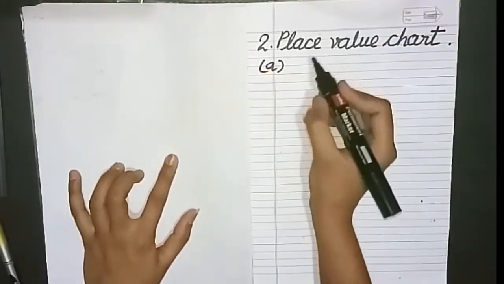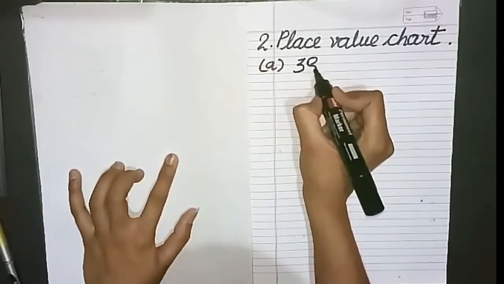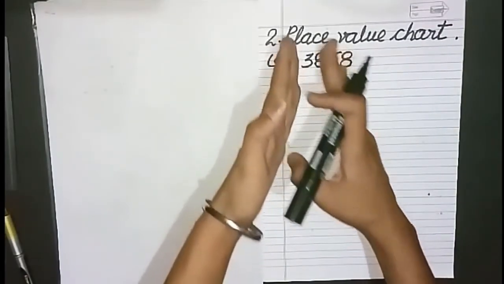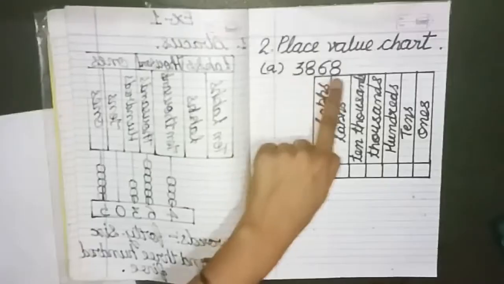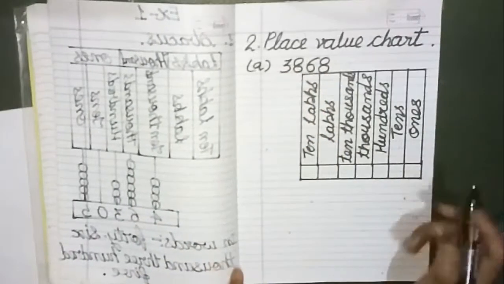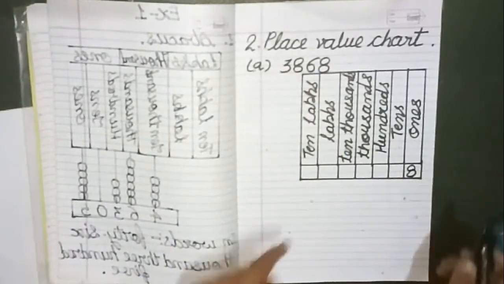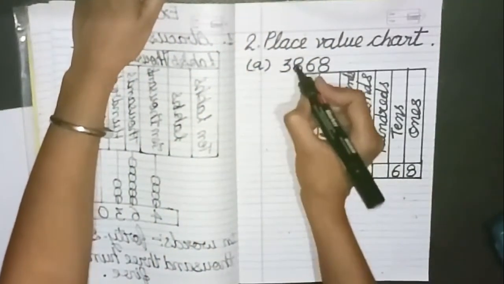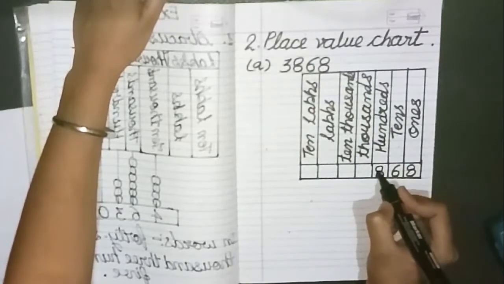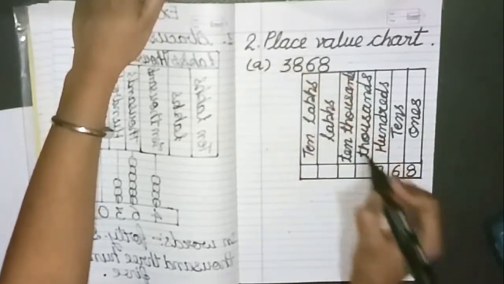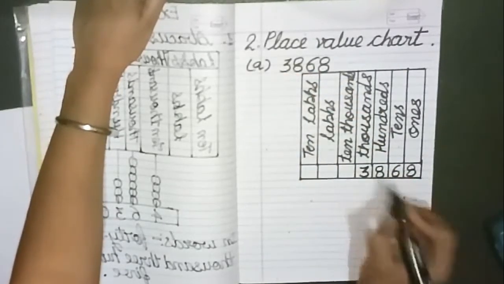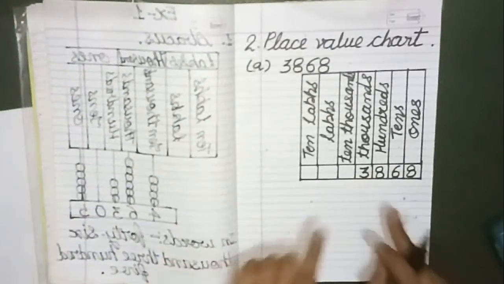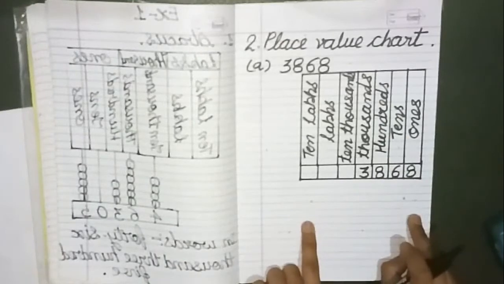Part A is 3, 8, 6, 8. So here let's draw a place value chart for the values in these boxes. Here 8 is at 1's place, 6 is at 10's place, 8 is at 100's place, and 3 is at thousands place, right? So now this is the value.